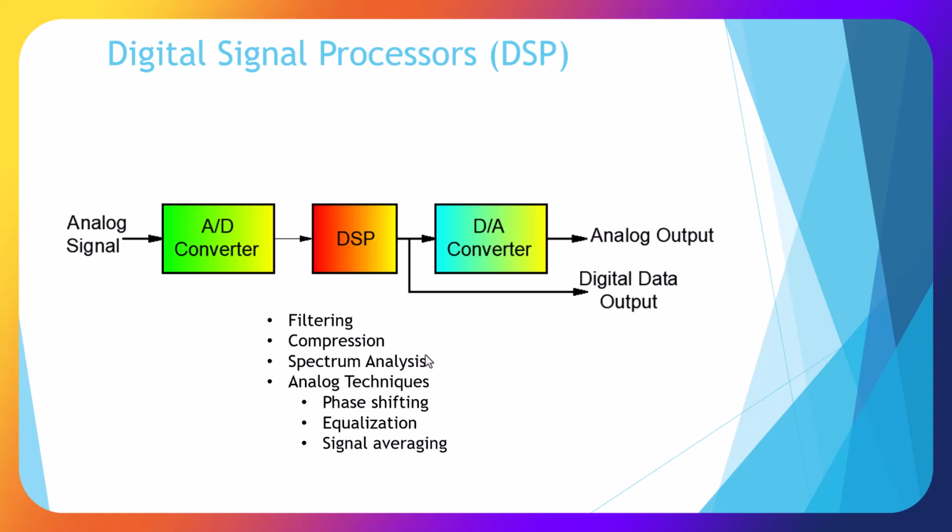filtering, compression. Compression, we could reduce the number of bits like MPEG and other type techniques. Spectrum analysis, and we could do just about all analog techniques like phase shifting, equalization, signal averaging. So we could do that all with a computer once we digitize that analog signal. So our output, we could go ahead and make it directly to analog or right out to digital.